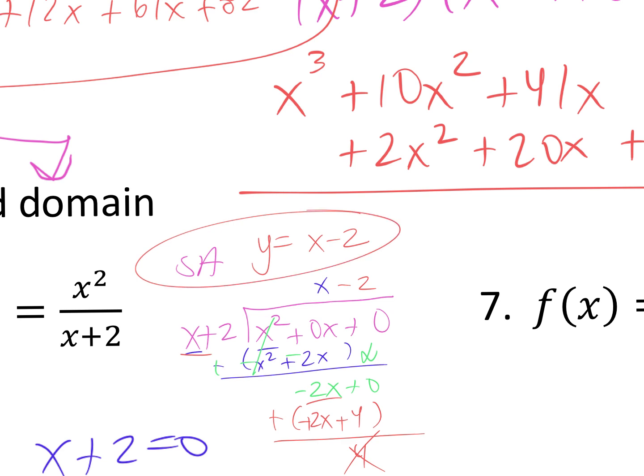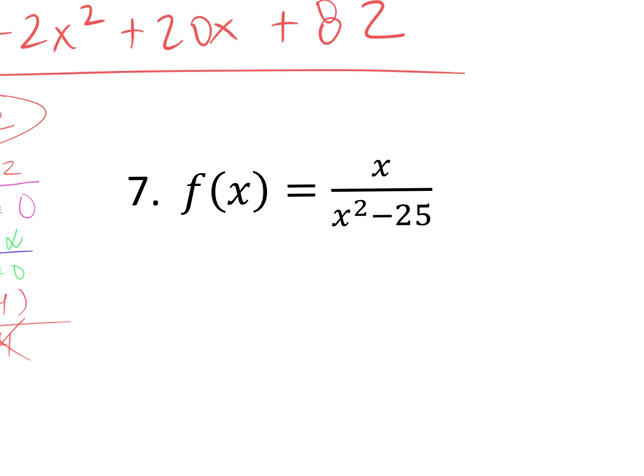Your slant asymptote has to be in y equals mx plus b. Has to be. Make sure. If you just leave it as x minus 2, you're going to get points off. It has to say y equals. All right, let's look at 7. Again, same thing. Find the vertical asymptote and the domain. I look where?